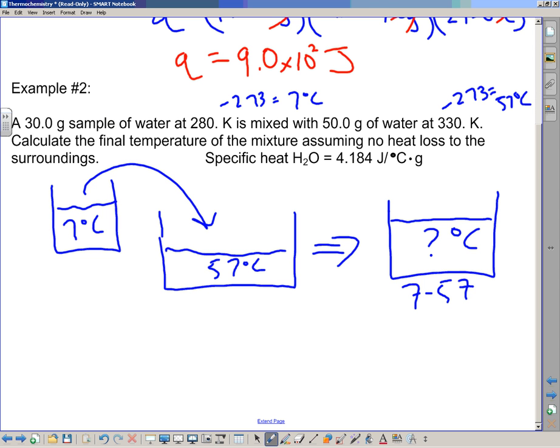How do we figure out what it is? Well, an important fact that doesn't have anything to do with the numbers is that we're assuming there's no heat loss to the surroundings. So, we know the 57-degree sample is going to do what? It's going to decrease in its heat. And the 7-degree sample is going to increase in its heat. Since we're not losing any heat to the surroundings, we can assume that the heat lost by the 57-degree sample is going to be gained by the 7-degree sample, yes?